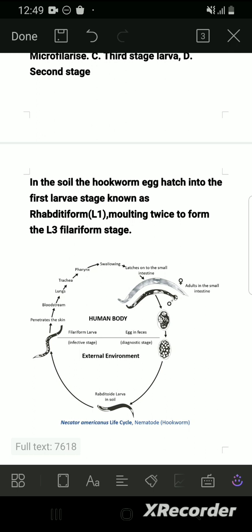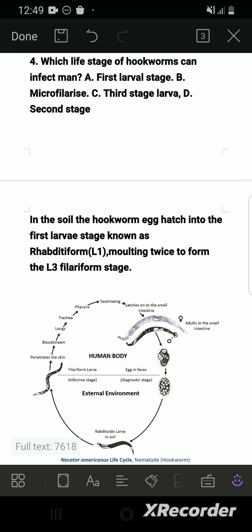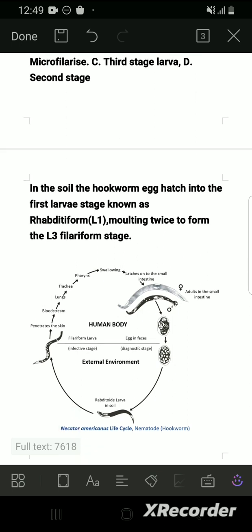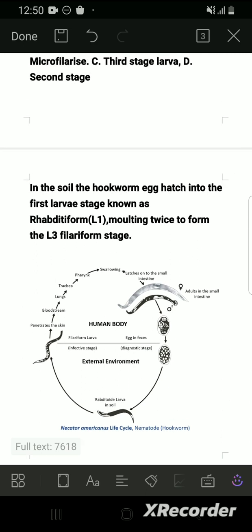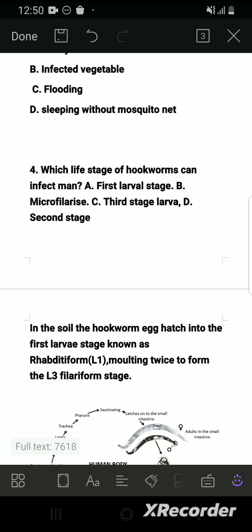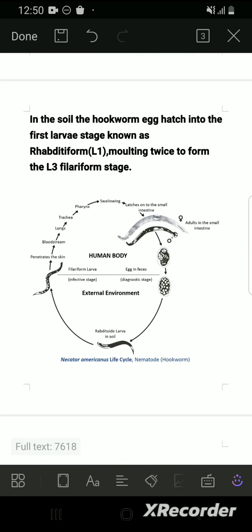The first larva stage, known as the rhabditiform, undergoes molting to the second stage, then undergoes extra molting to form the L3 filariform, which is actually the infective stage, the stage that gets into the body. You understand? That is the infective stage of hookworms, and we made use of Necator americanus.